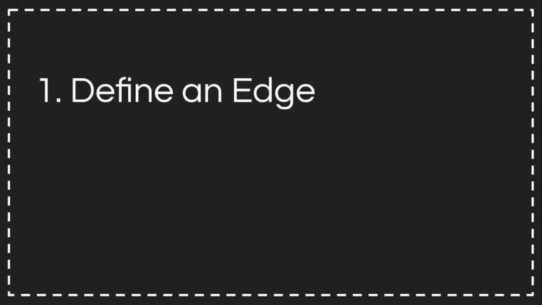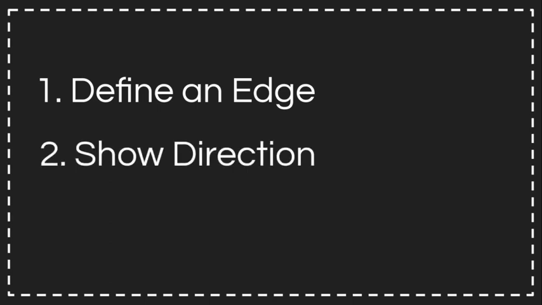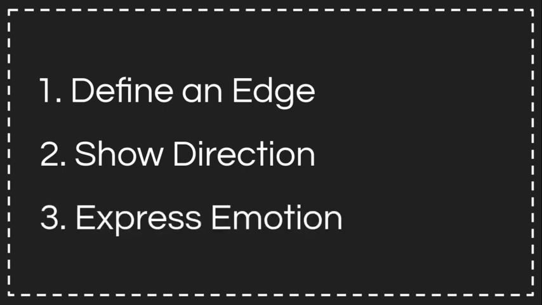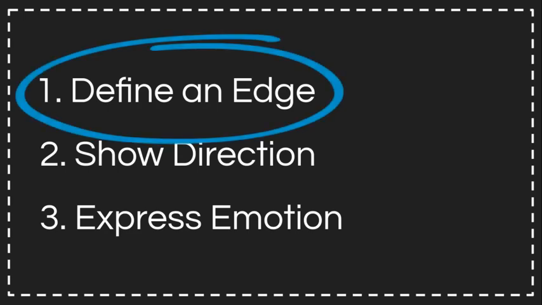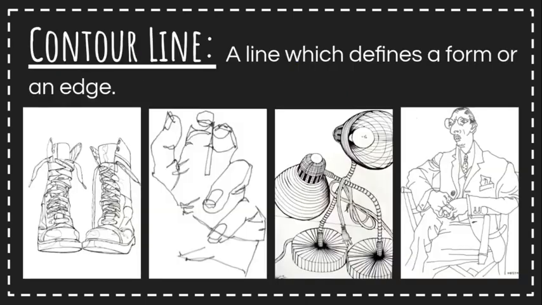So lines can do three things. Lines can define an edge. Lines can show direction, so make the viewer look at some spot in the artist's work. And it also expresses emotion, so it can bring up feelings of happiness, joy, sorrow, anger when you see certain lines used in artwork. We will be focusing on how line defines an edge, and that edge is what we call a contour line. And these are lines that define that former edge.